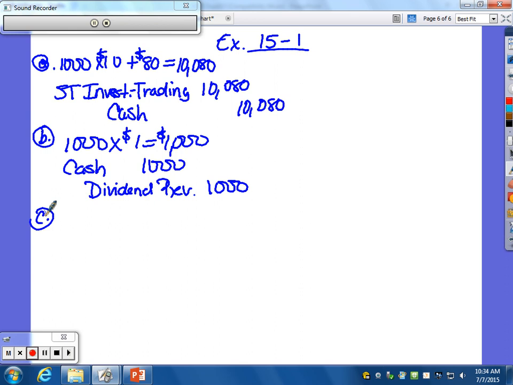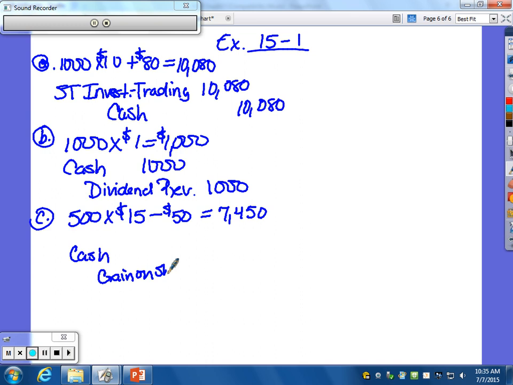C, on October 8th, sold 500 shares of RIP company stock for $15 per share, less a $50 brokerage fee. So we got 500 shares times $15, which is the price, and also minus what? How much? $50. Which gives us how much? $7,450. So what do we debit? Cash. Credit? Gain on short-term investment.